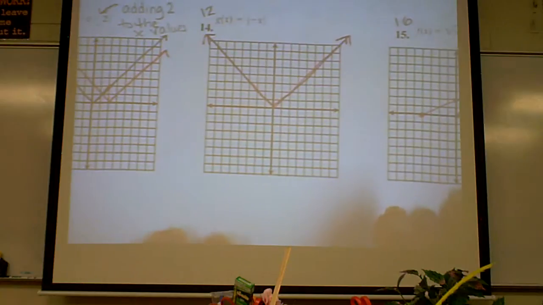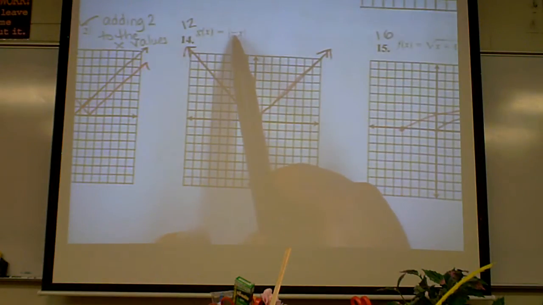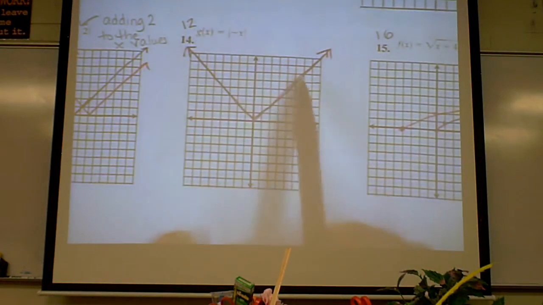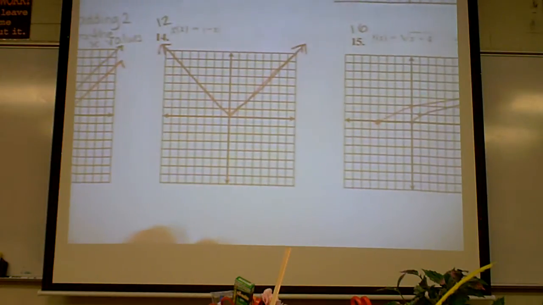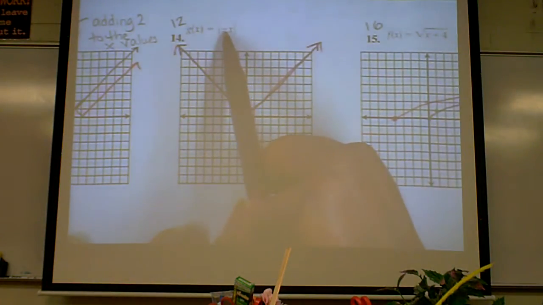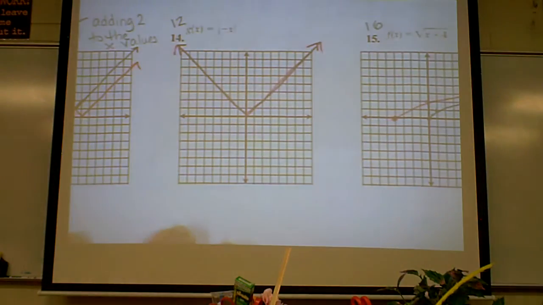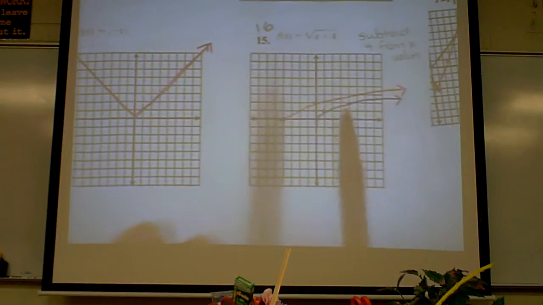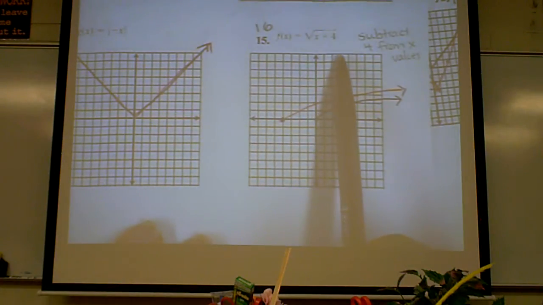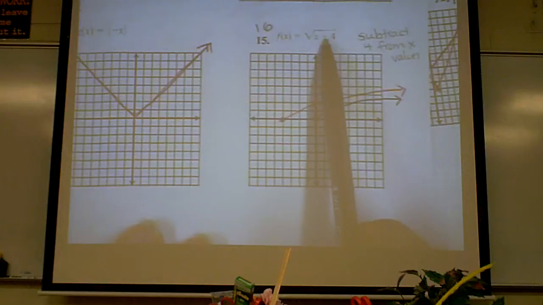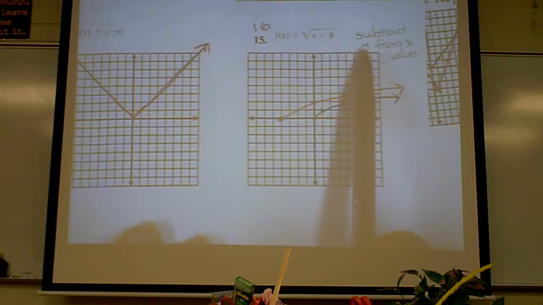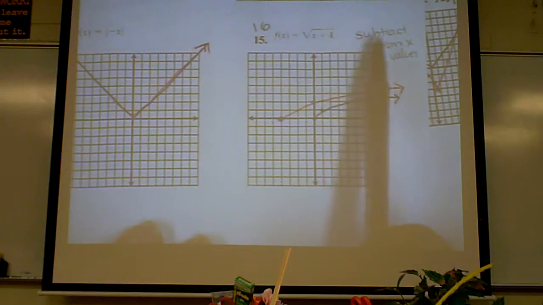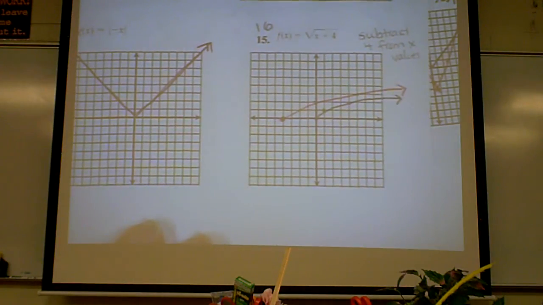It's been a while, but this is going to reflect it over the y-axis, which ends up being the same graph. What do you do when you have a negative inside of the grouping symbol? You multiply the x values by -1. And then this one is a shift 4 units. It's the opposite of +4, so you're going to subtract 4 from your x values.